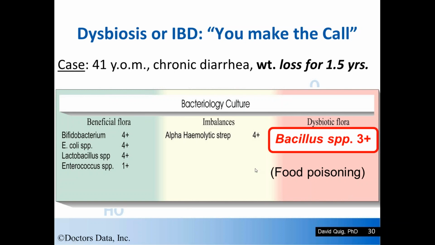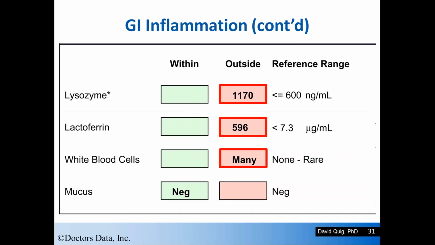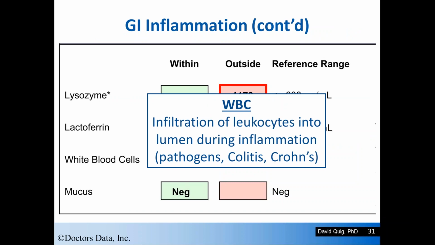So I calmly walked the clinician through the rest of the test, and sure enough, when we looked at the inflammatory marker panel, all of the inflammatory markers were lit up extensively, suggesting that this 1.5 years of diarrhea and weight loss were associated with IBD. Now, we also saw elevated white cells, which is due to infiltration of leukocytes into the lumen during inflammation, and that can be associated with pathogens, colitis, or Crohn's disease.